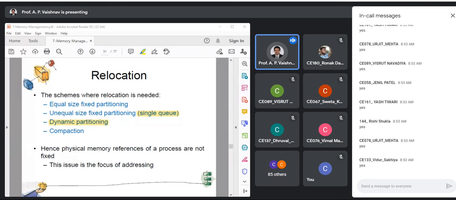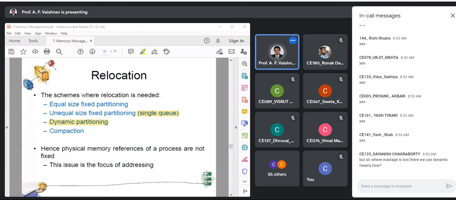Okay, I'm going with the fourth one now, compaction, right? It is obvious that compaction means you are going to merge the processes together. And when we are merging the processes together, what is going to take place? Change of addresses, and change of addresses means relocation. Yes? Clear with the 4 cases, right? So these 4 are the situations where wastage is low, and there we use dynamic partitioning.